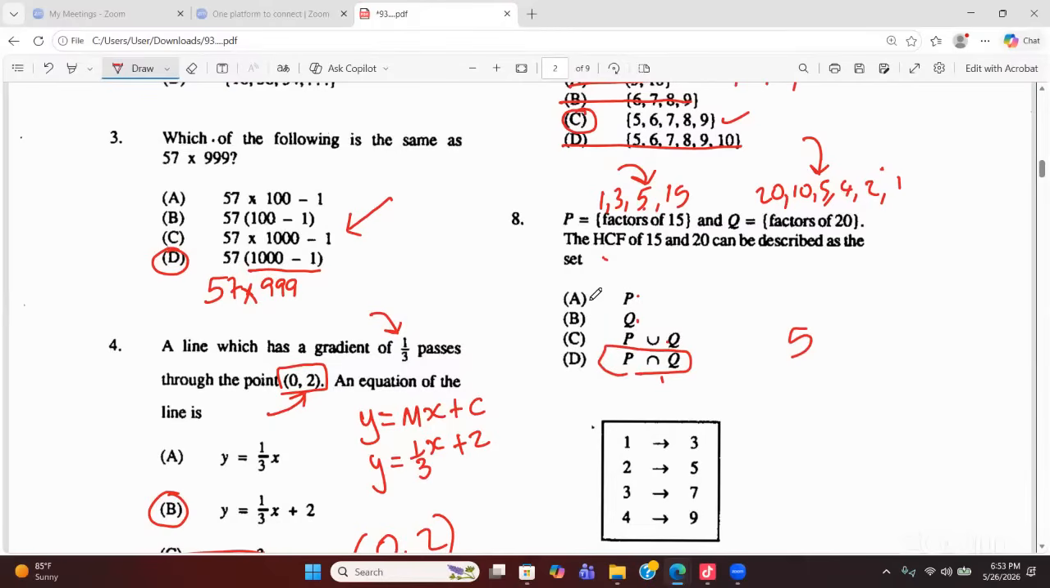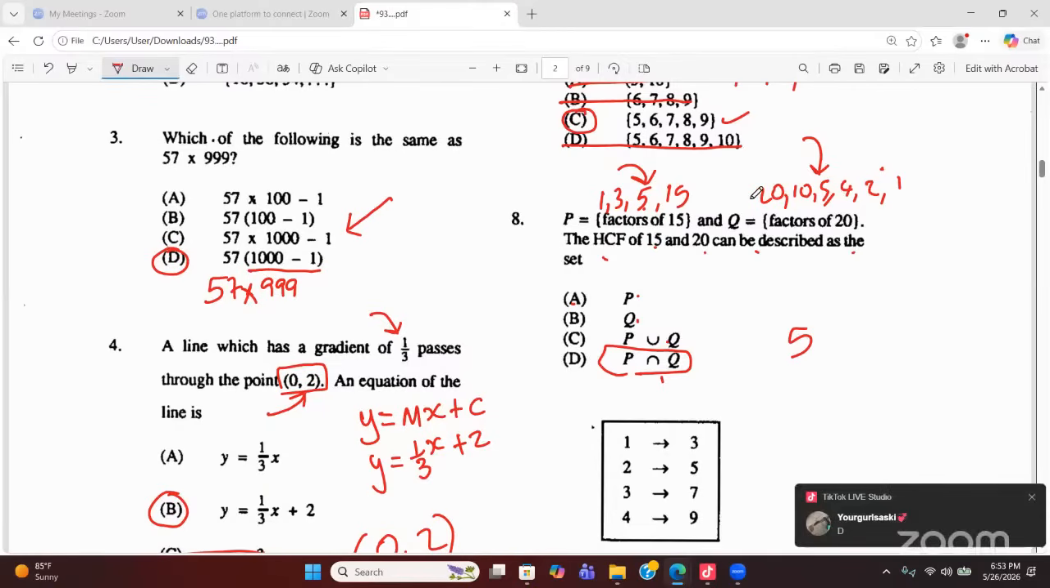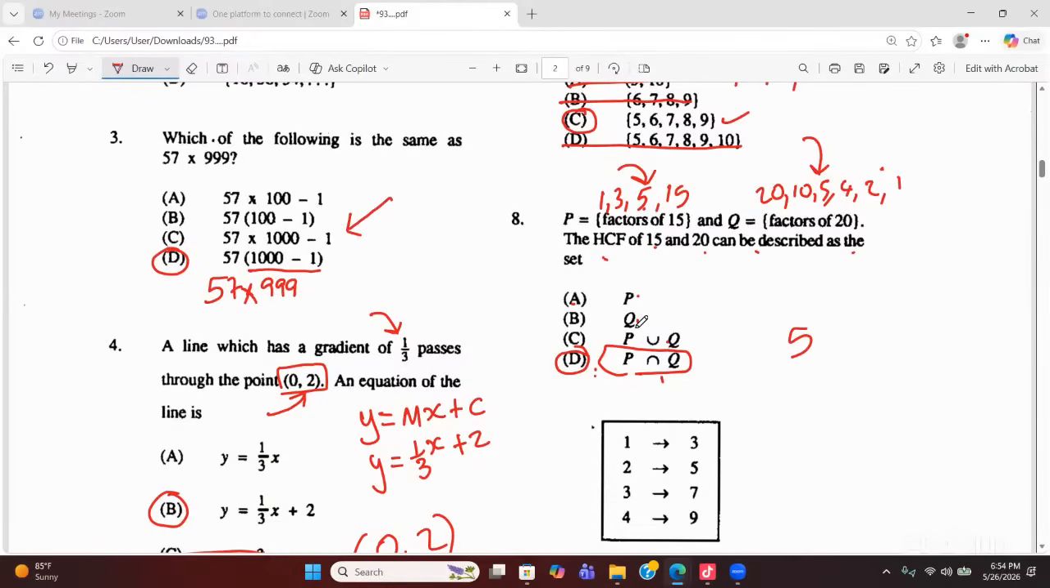So we set P, factors of 15, because we're saying the highest common factor of 15 and 20 can be described as what? We can't describe it as factors of 15 because not all of those work. So D is good. If you keep looking, you're going to realize you have to come back to pick D. It's not the union, because when you unite it, you're going to have 20 and so on. So you pick your D and you move on.